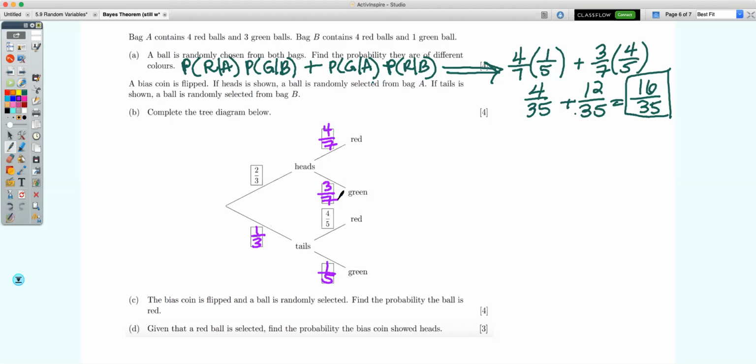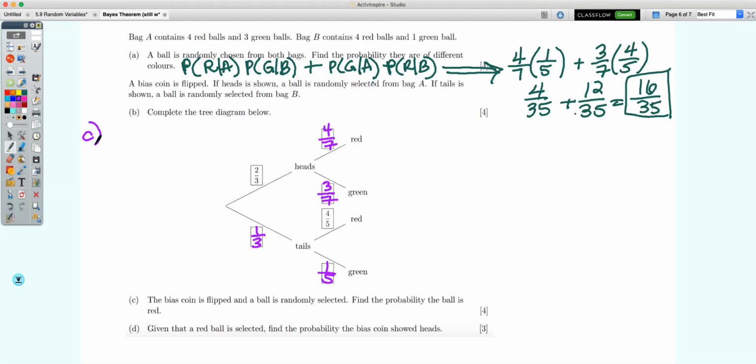Now, see, it says a biased coin is flipped and a ball is randomly selected. Find the probability that the ball is red. Okay, so the coin is flipped and a ball is randomly selected. Find the probability the ball is red. Now, remember, red can happen if it's heads and red or tails and red, right? So that's going to be, I'm going to put it up here.